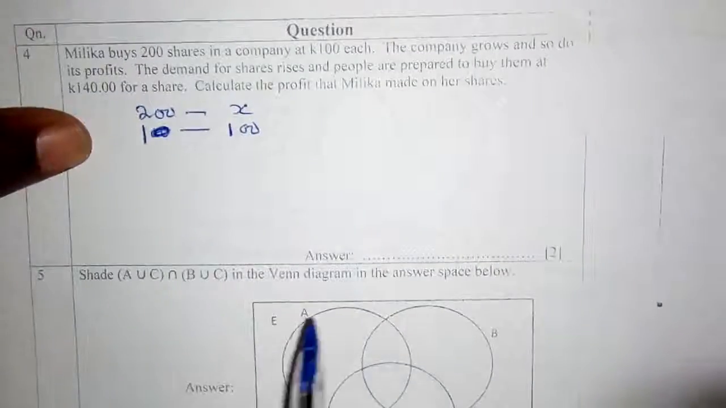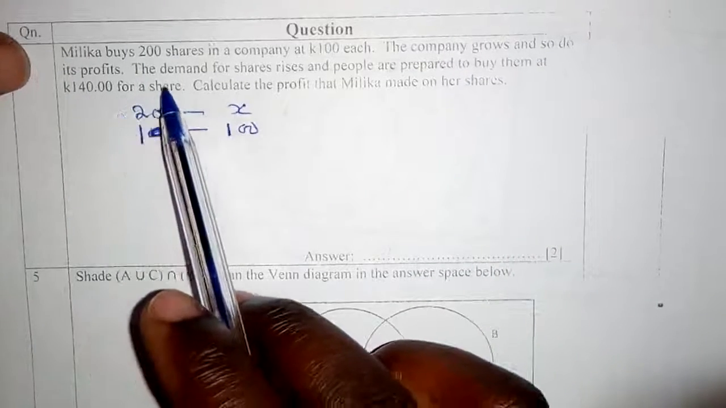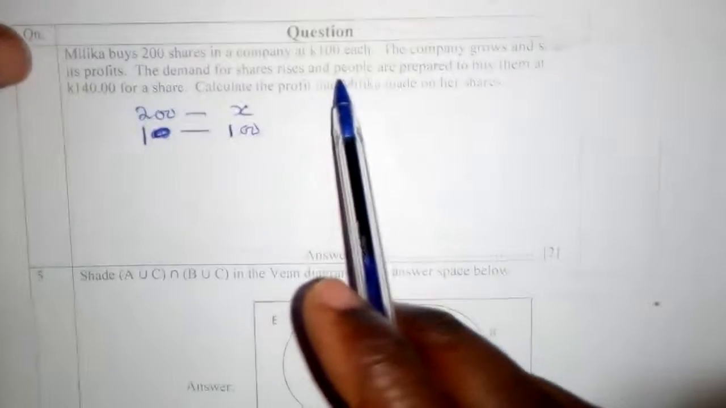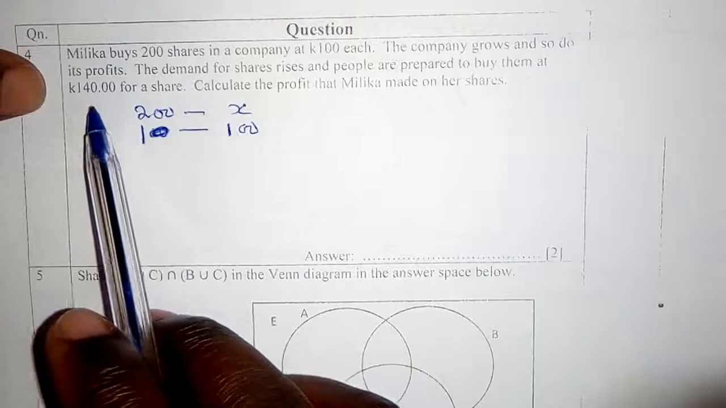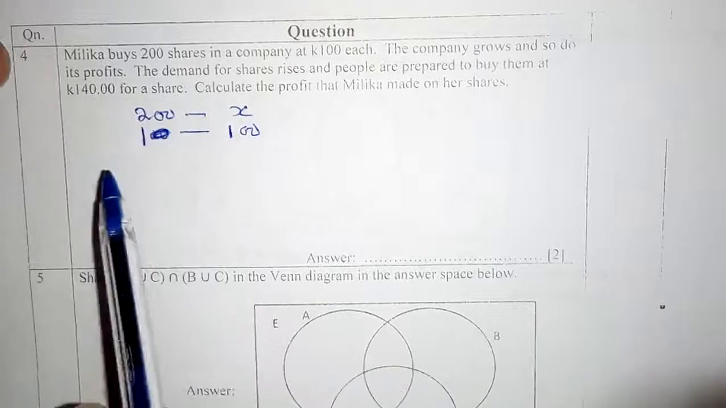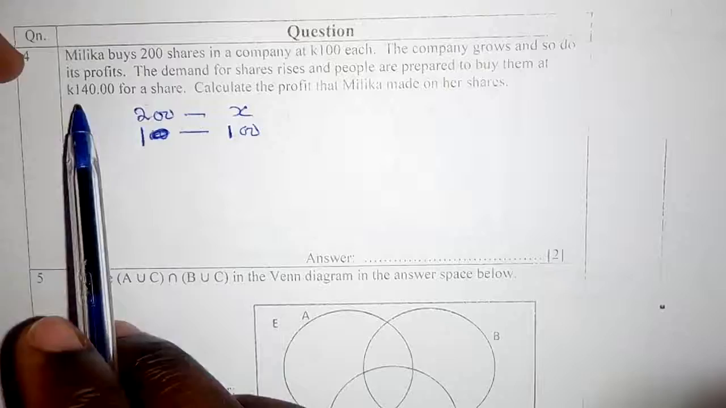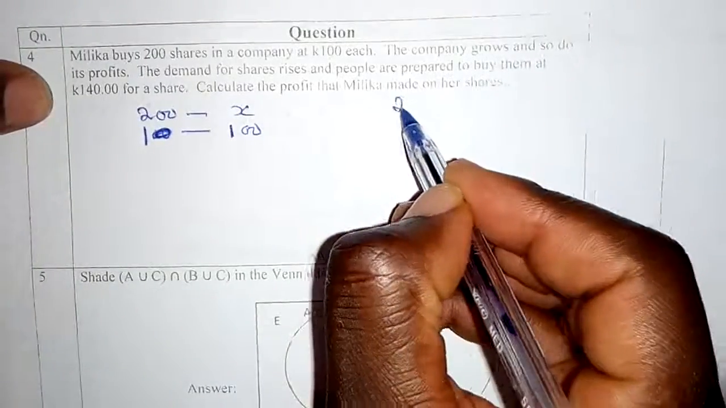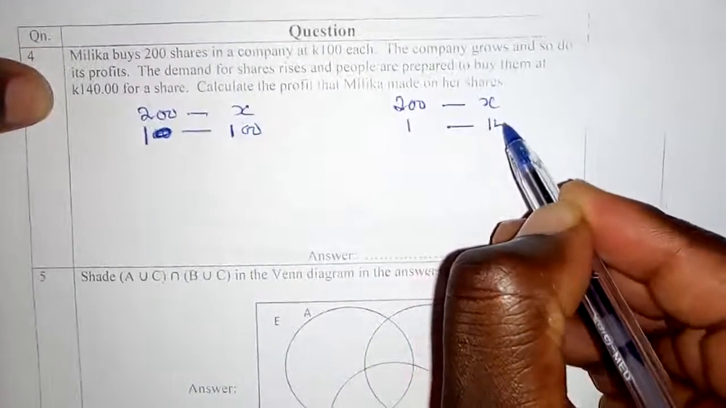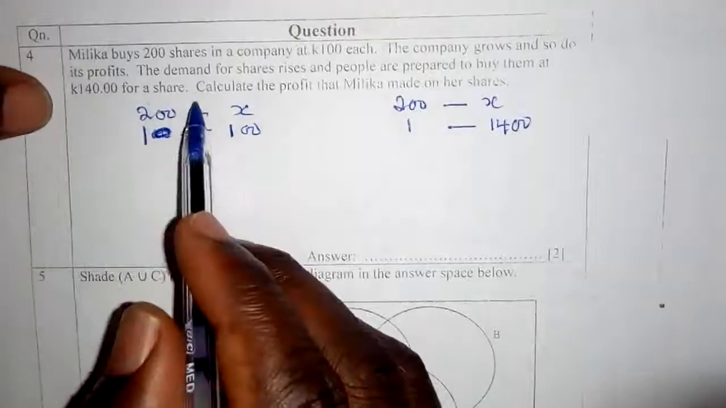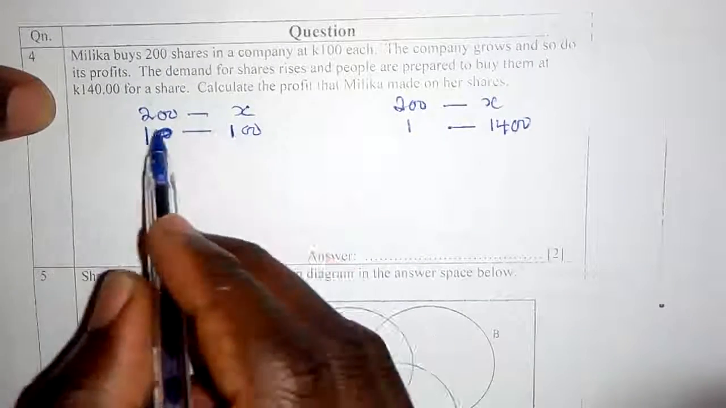Here we don't know. And then they say the company grows and so do its profits. The demand for shares rises and people are prepared to buy them at 140 kwacha for a share. So each share will change now, will start costing 140. So 200 shares, we don't know. Then each share changes this time around to this. So now they say calculate the profit that Milika made on her shares. So we'll solve here and solve here.